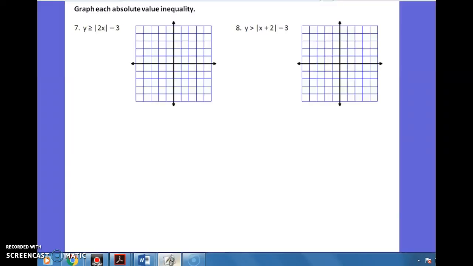All right, so graphing an absolute value inequality is the same as graphing an absolute value. However, now you're going to just shade inside or outside. So last week you took a graphing quiz on absolute values, so you know how to graph an absolute value. So let's talk about the transformations of an absolute value.